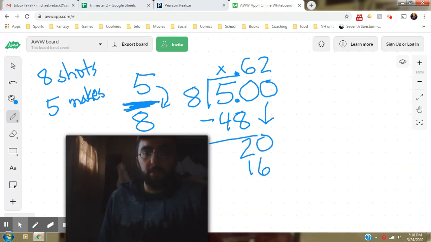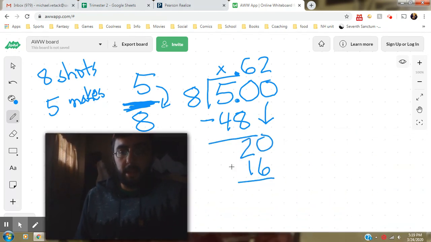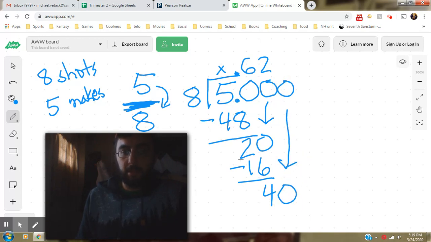I'm going to move myself over here for now. And we get a 4. Let's do this one more time. Bring down that 0. 8 goes into 40 5 times. Nice and even. Running out of room. Just enough room. All right, so now we have 0.625.